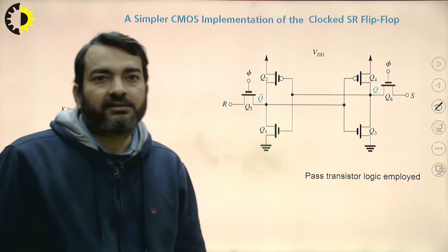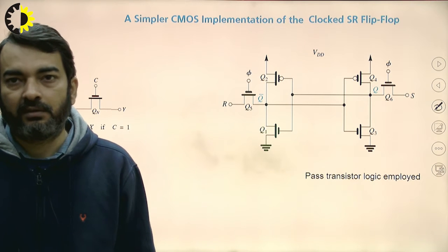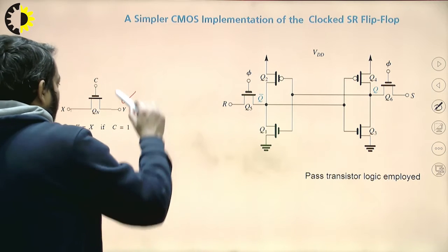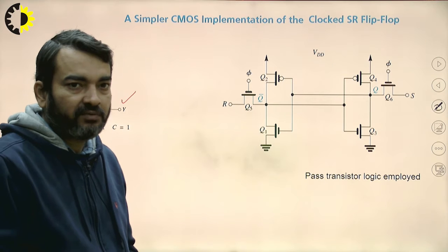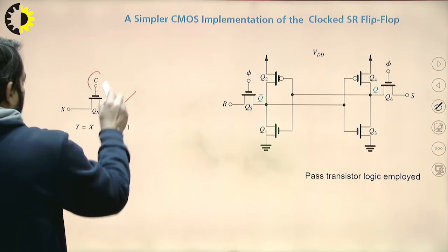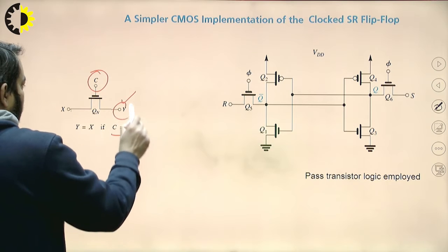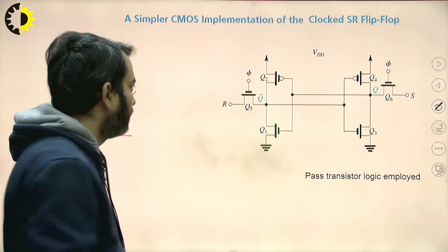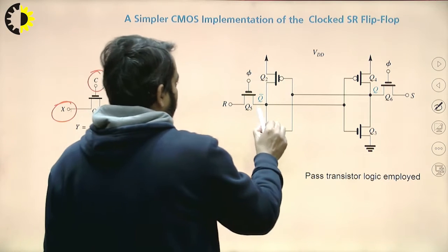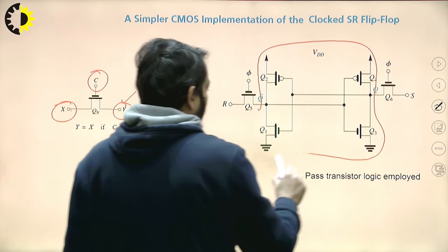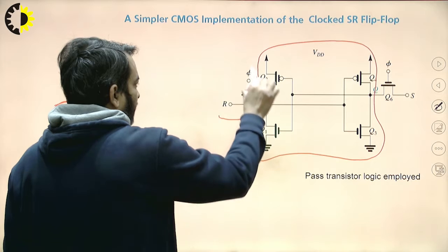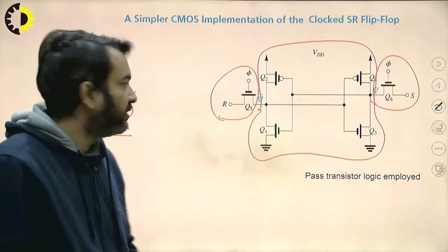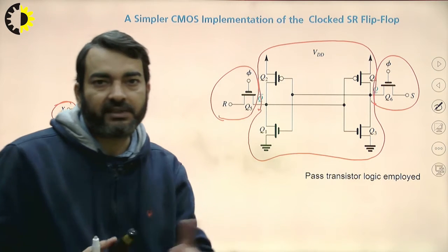Now this is another simpler implementation of the SR flip-flop. It uses pass transistor logic. So whenever the clock is 1, this output will be equal to the input X. Based on this logic, again we have used this cross-coupled inverter, and now the inputs are given through a single transistor, where at the gate input we have given the clock.